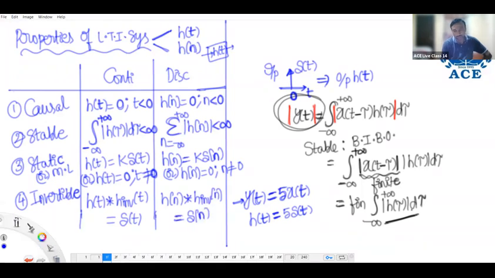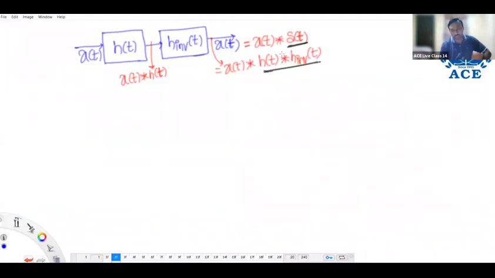Whenever the word impulse response is used, then we have to use the stable characteristics. Yes, Rohan, correct. So this way we observed that condition, the last condition: h(t) convolved h inverse of t equals delta(t).